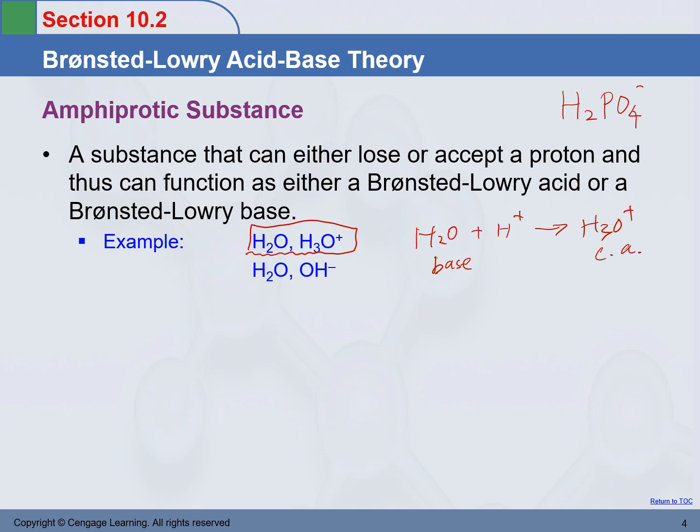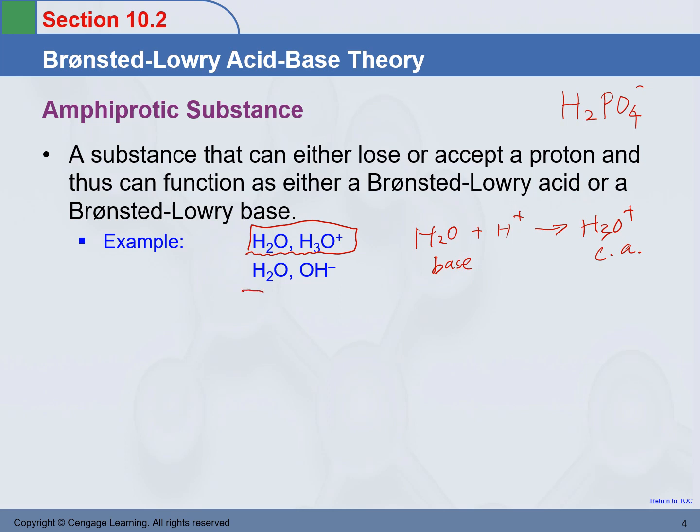Okay, either way you call it, they are a conjugate acid-base pair. You don't have to call the acid and the base the conjugate base. If one thing is acid, the other one is conjugate base. If you can call that one a base, you can call this one conjugate acid. So it's a conjugate acid-base pair.